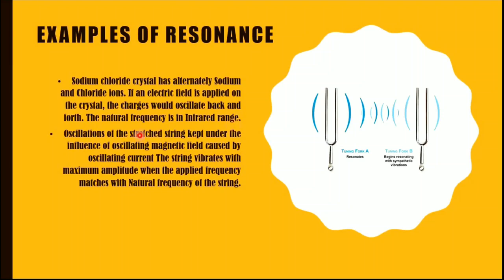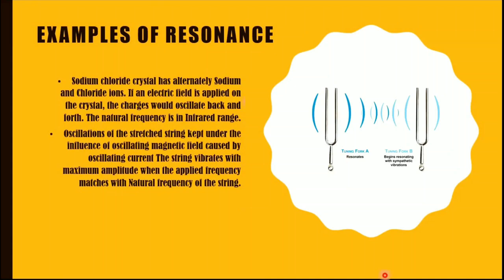The second example is the oscillation of a straight string kept under the influence of an oscillating magnetic field caused by an oscillating current. The string vibrates with the maximum amplitude when the applied frequency matches the natural frequency of the string. So this is much more similar to the tuning fork example. So these are the examples which you can state during your examination, with the definition as well as the condition of amplitude maximum.